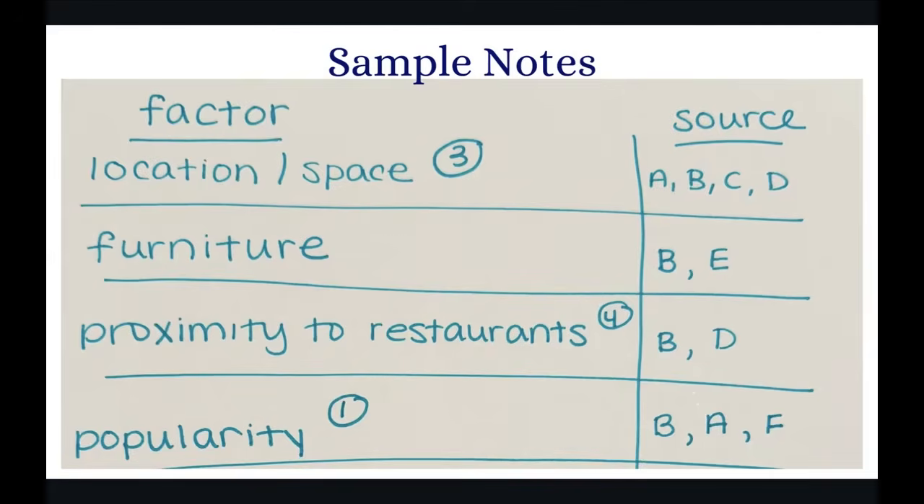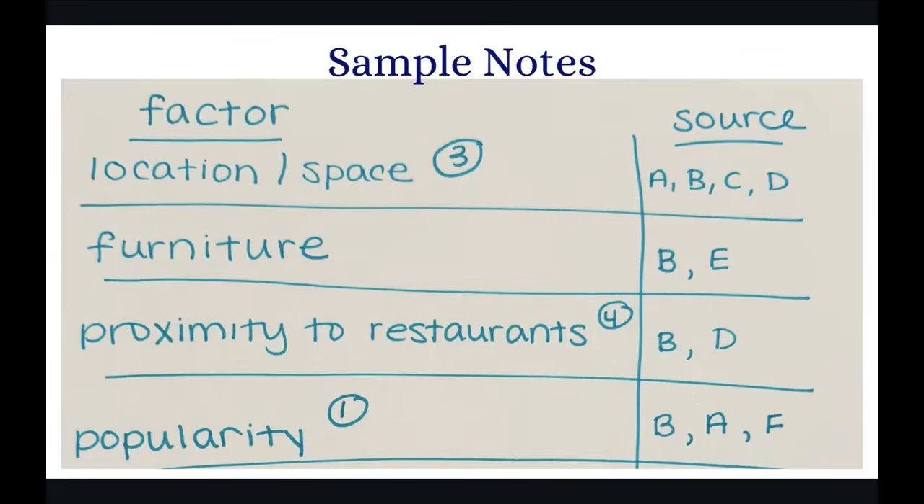Now, you'll notice that next to some of the factors, there's a number with a circle, and you'll notice that the 2 is missing. It's actually not missing, it's just cut off in the picture. Those numbers were the hierarchy that we created. So after we were done reading all the sources, we felt that popularity was the most important factor to consider, whereas location in space and proximity to restaurants, those kind of go together a little bit, depending on how you analyze it. And those were important, but arguably less important.